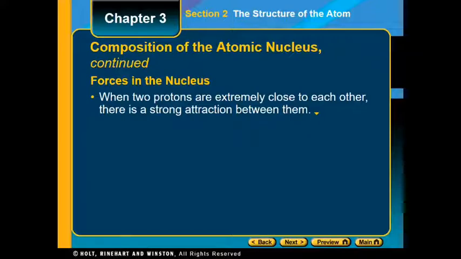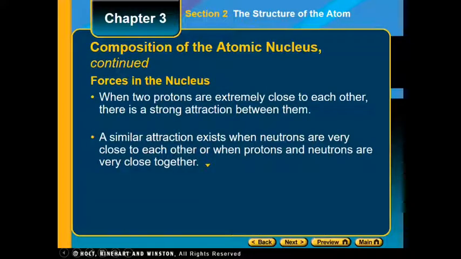Now we're going to look at those forces within the nucleus itself, because if you have two protons in the nucleus, and some of these nuclei have over 100 protons packed really tight together, when they are extremely, extremely close to each other, there is actually a very strong attraction between them. I know, protons, all positively charged, and you're thinking, well, when you get two positive charges together, they're supposed to repel each other. But because of the extreme closeness that they have, so close together in the nucleus, it develops a strong attraction.